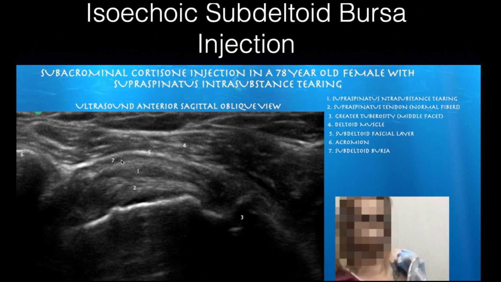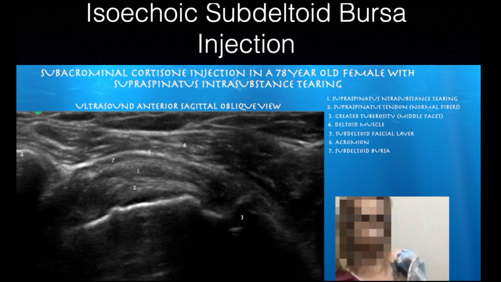But here the actual bursitis is more isoechoic, so it can be tricky because it kind of blends in with the tendon itself. Here it looks like there's supraspinatus tearing, actually intrasubstance tearing of the tendon itself.